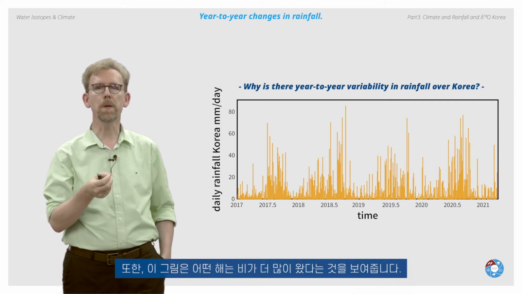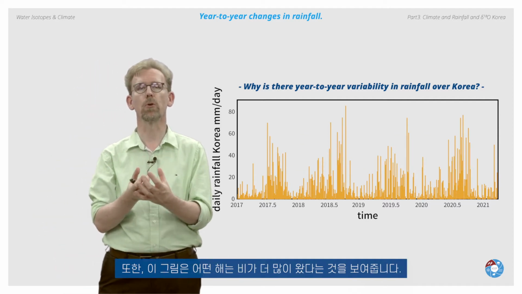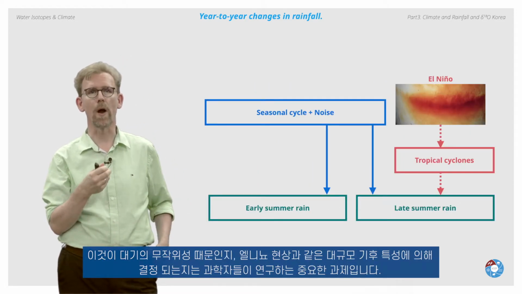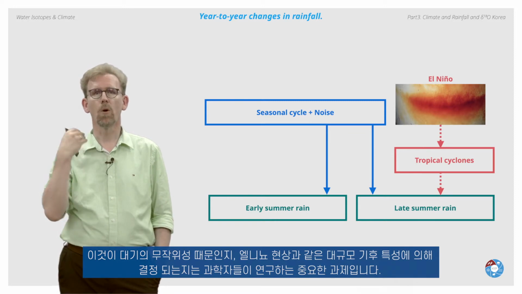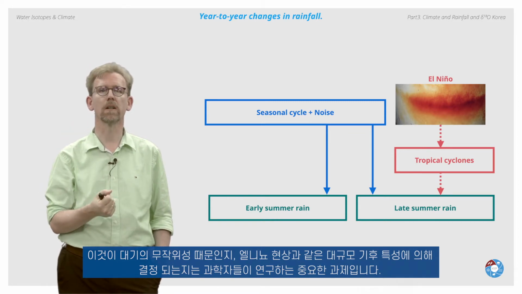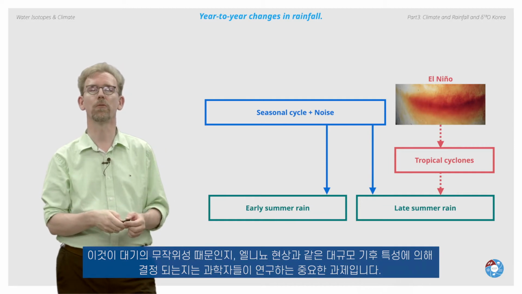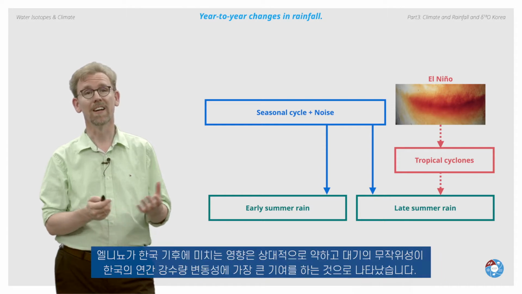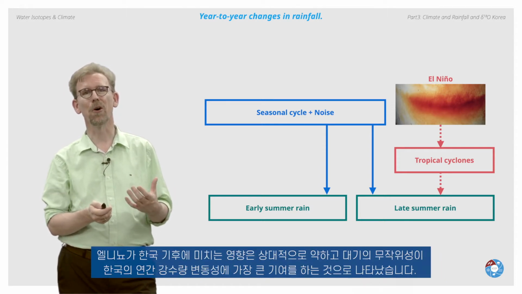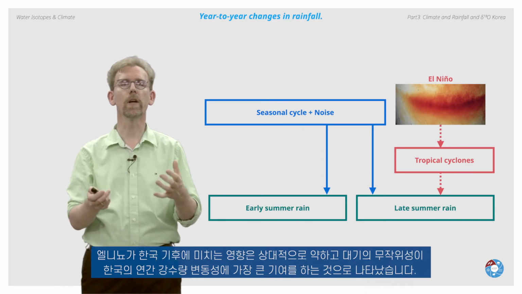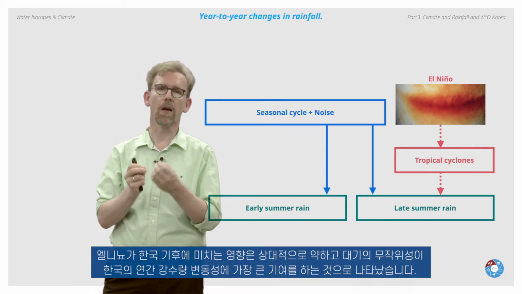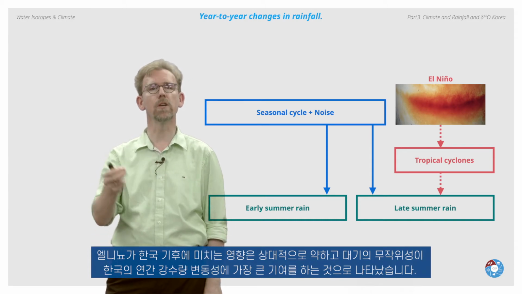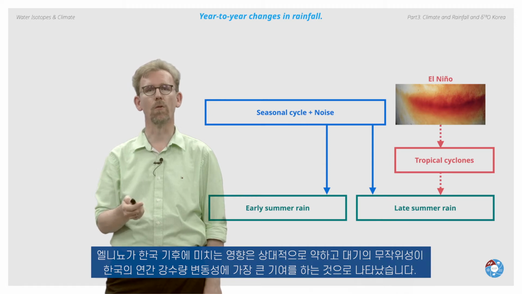In addition, this figure also shows some years are wetter than others. Whether this is due to the randomness of the atmosphere or whether it is determined by large-scale climate features such as the El Nino phenomenon is an important question for scientists to address. It turns out that the influence of El Nino on the climate over Korea is relatively weak, and that the atmospheric noise is the largest contributor to the year-to-year variability of rainfall over Korea.